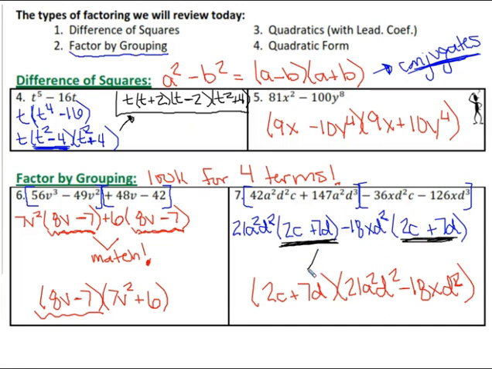So since they match, that is going to be one of our factors. And the other factor are the quantities that we initially factored out. So we have a 21a squared d squared, and then we also factored out a negative 18xd squared there. Hopefully we did really well with that one.